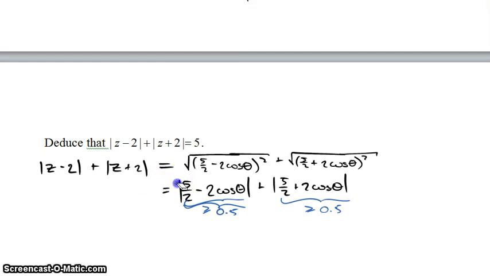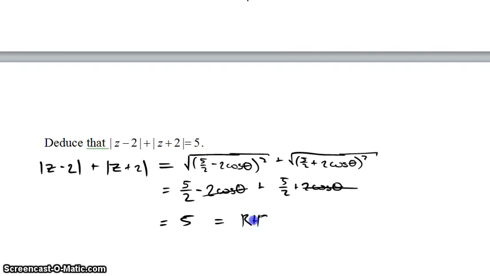So let's try and do that very carefully. Oh, not careful enough. So just get rid of that and put some important stuff back. It's 5/2. So we get 5/2 − 2 cos θ plus 5/2 + 2 cos θ. These two, of course, cancel out, and you're just left with 5. So we're done.